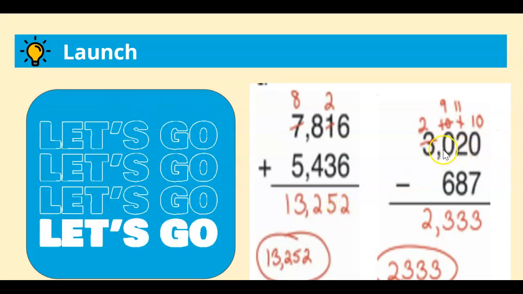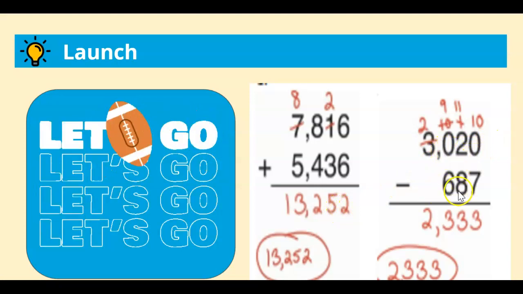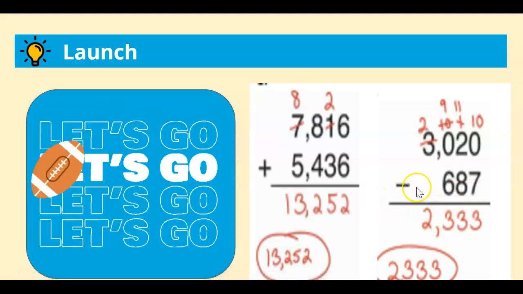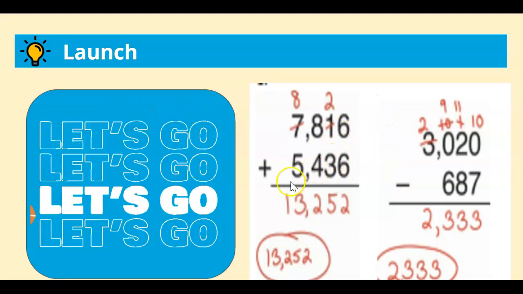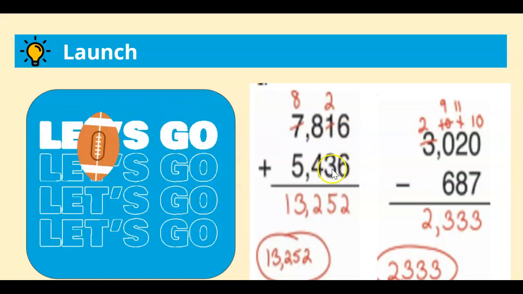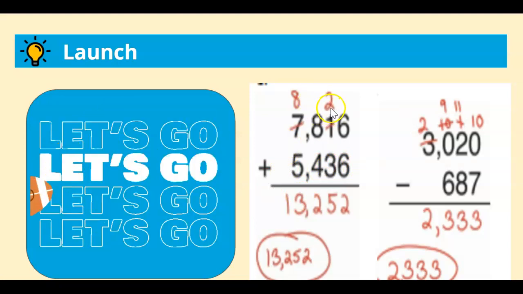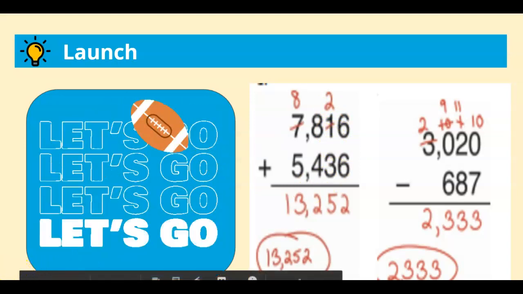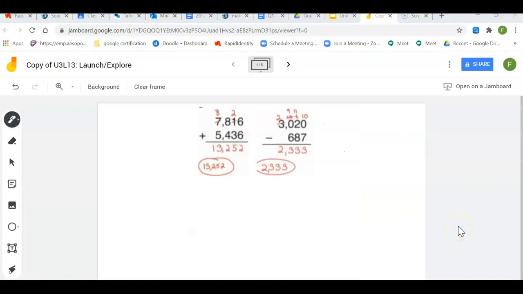And over here, 3,020 minus 687 with an answer of 2,333. So we're going to take a look. We're going to pause for a couple minutes, let you take a look at it, and how would you analyze or talk about the steps that were used to solve each problem. You can write your answers in your notebook first.